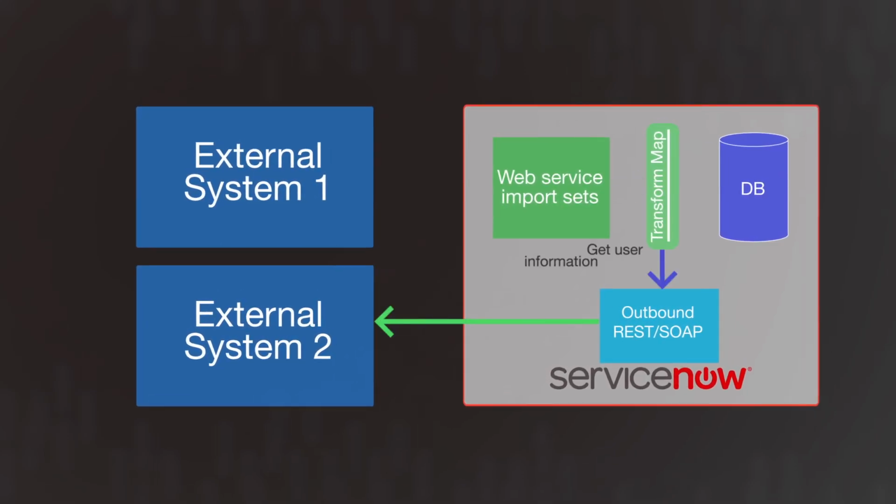So the instance sends an outbound web service request via REST or SOAP to a second external system, asking for the user data. The system provides the data, which is combined with the information from the staging table. Then the appropriate record is created or updated on the problem table. And finally, the instance notifies the external system that the task is complete.